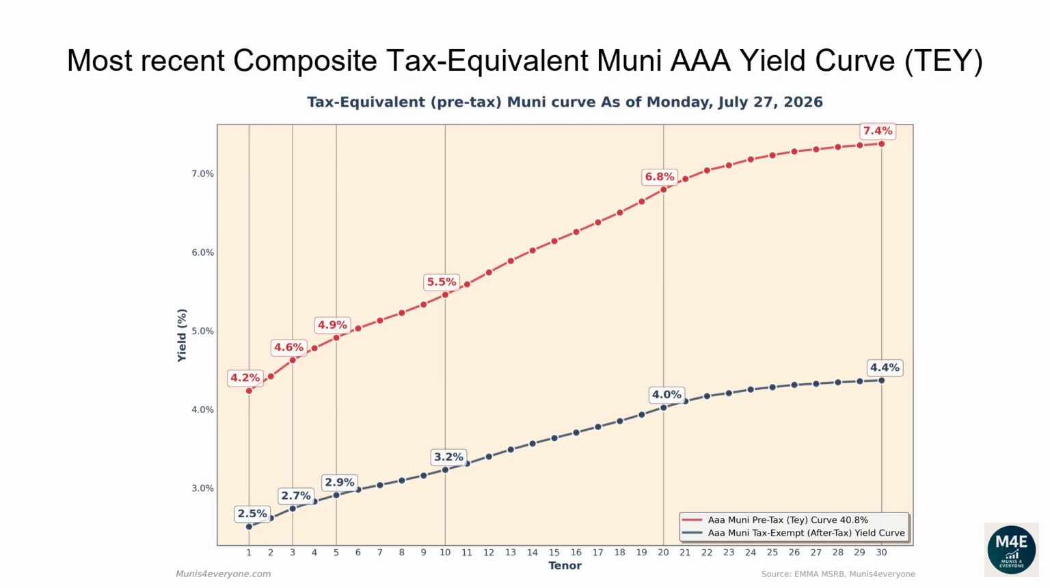The two-year tax-equivalent yield is 4.42%. The 5-year tax-equivalent yield is 4.91%. The 10-year tax-equivalent yield is 5.46%. The 20-year tax-equivalent yield is 6.8%. The 30-year tax-equivalent yield is 7.38%.